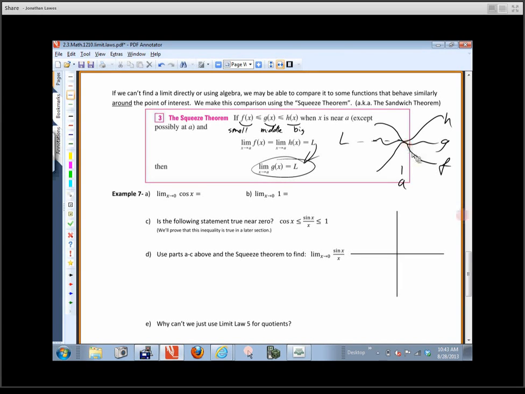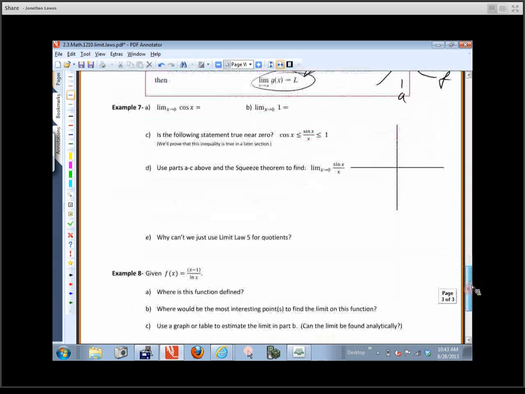Okay, let's run through an example. Okay, so what is the limit as x approaches 0 of cosine x? It's 1. What is the limit as x approaches 0 of 1? It's 1, constant function, all right? So I'm going to come over here, and I have a constant of 1, okay? So I'm going to call that h of x equals 1. Then in red, I'm going to put the cosine function.